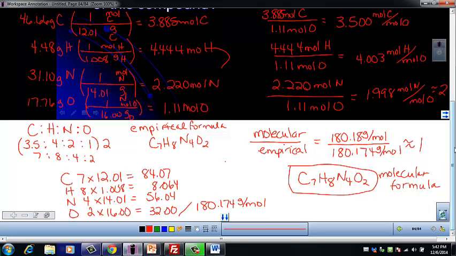This time, I'd like you to give it a try. Work all the way through the empirical formula. See if you can set up the molecular formula. And if you get stuck, skip ahead to where you're stuck. If not, buzz ahead to the answer and check and see if you got it right.